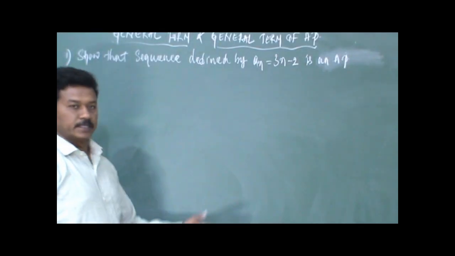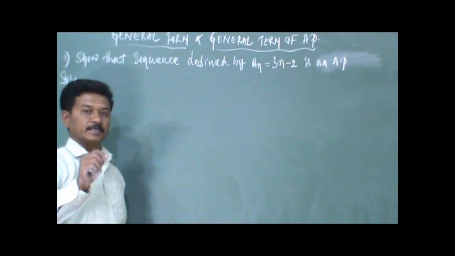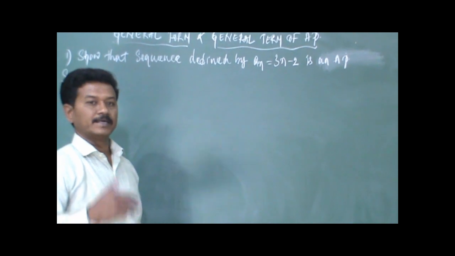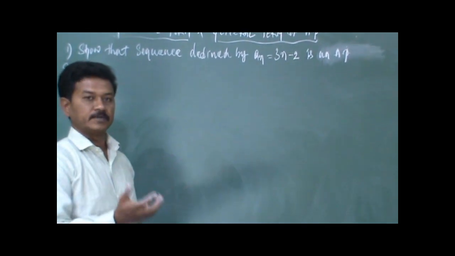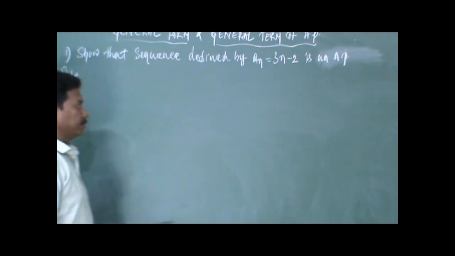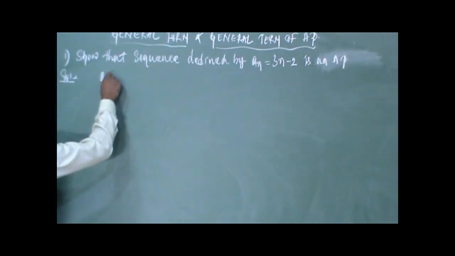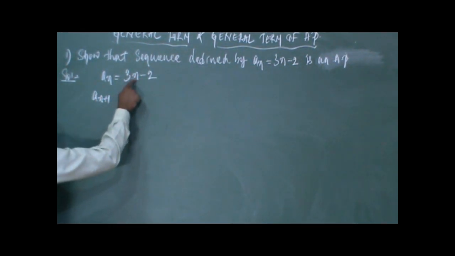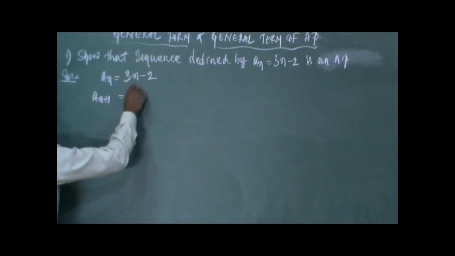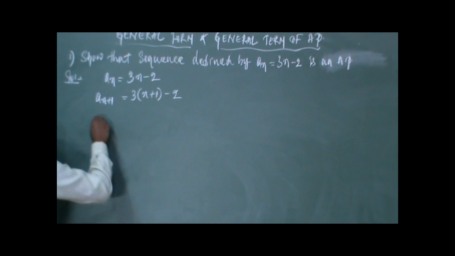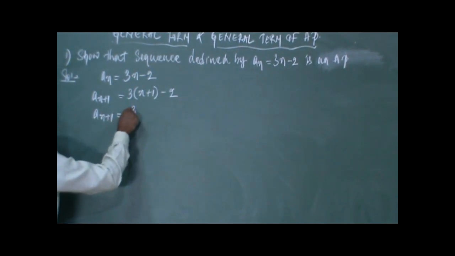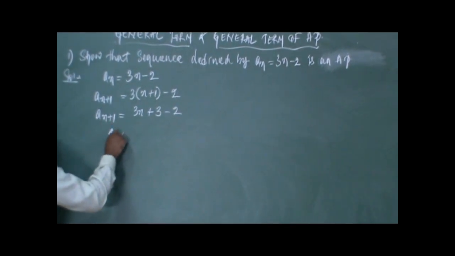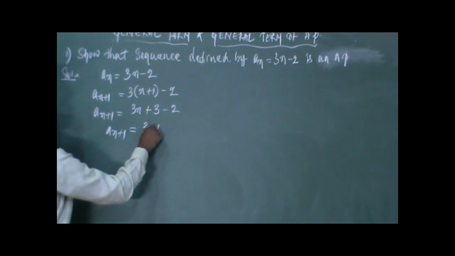Okay. Now let us look at the second problem where you will be given the nth term of an AP. Using the concept that I am going to teach you now, we can directly tell whether the nth term of a sequence is an AP or not. So very simple. a(n) is given to you. a(n) is equal to 3n minus 2. Find a(n+1) by substituting n + 1 in the place of n. So 3 into (n + 1) minus 2. So a(n+1) is equal to 3n + 3 into plus 1 is plus 3, minus 2. So a(n+1) is equal to 3n + 1.